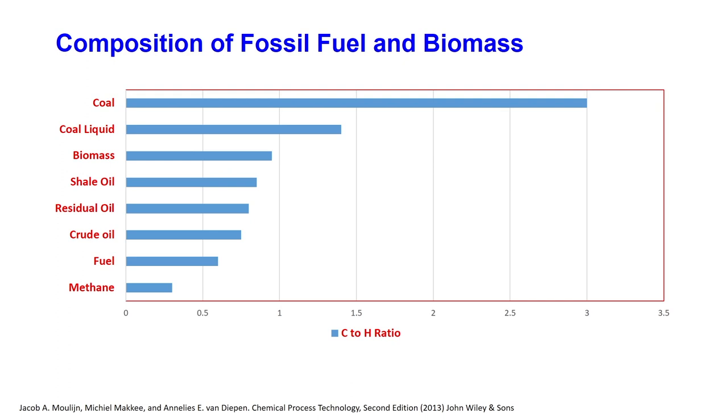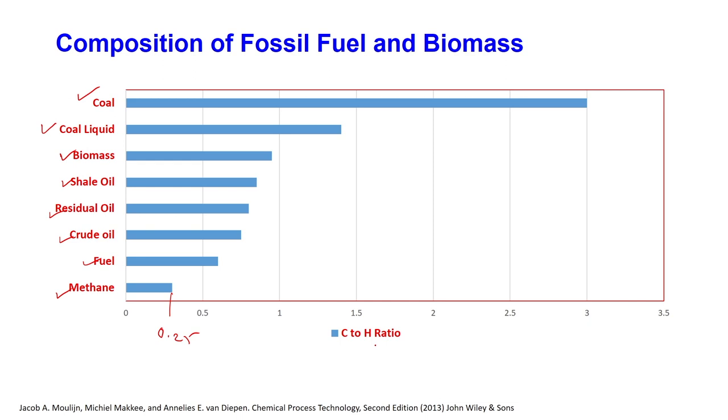Now, we come back again to the question of composition of fuel. We know any energy source will have primarily carbon and hydrogen, but we need to know the ratios of carbon and hydrogen, because this is very important. So we came to know the calorific value of the fuel. It is the maximum for coal, then comes coal liquid, then biomass, then shale oil, then residual oil, crude oil, fuel oil, and the least for methane. Methane will be least because it is CH4, so 1 to 4, it is 0.25, the carbon to hydrogen ratio.